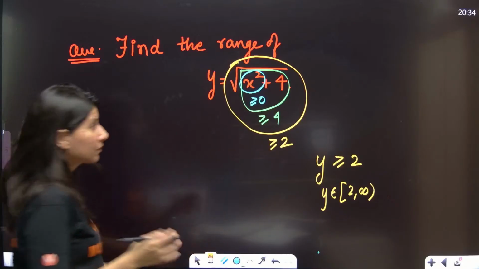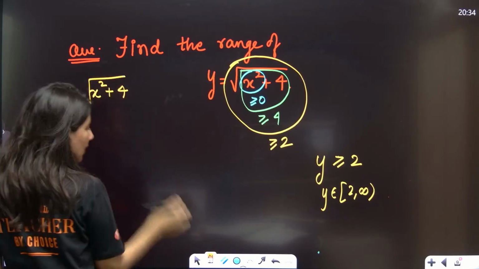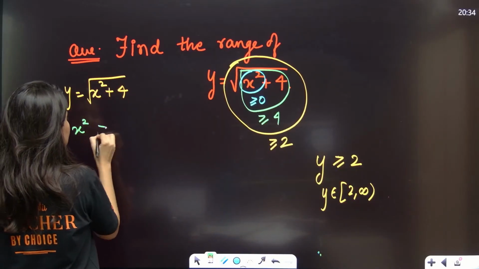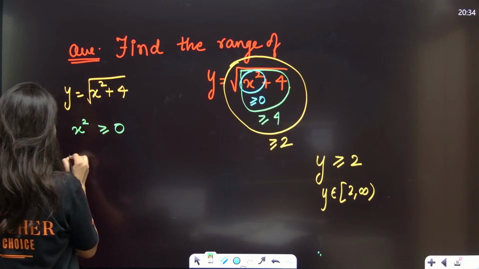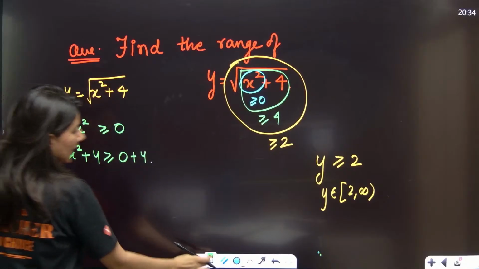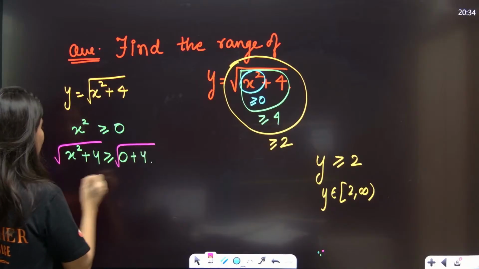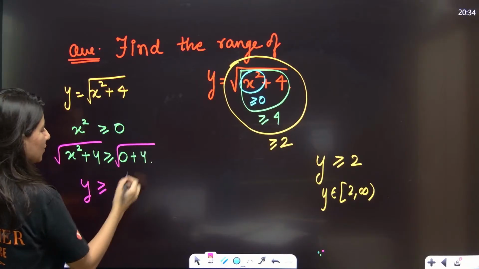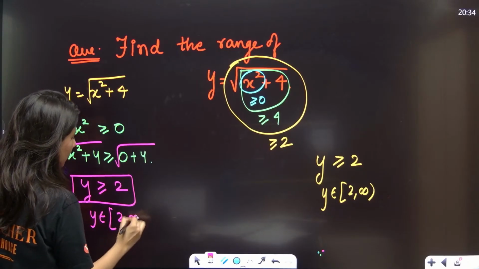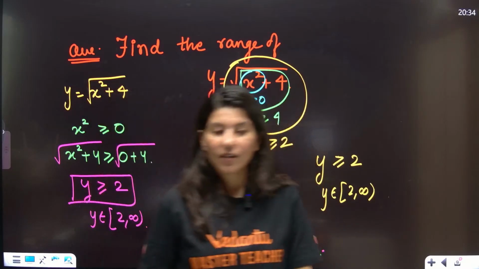Another method: y is equals to square root of x square plus 4. Start with the very internal function, which is x square. X square is greater than or equals to 0. Now add 4 to both the sides. X square plus 4 is greater than or equals to 0 plus 4. Now apply the square root on both the sides. So what will you get? Y greater than or equals to 2. So y belongs to 2 to infinity. Got it? Everybody? Yes, this is how we calculate range.